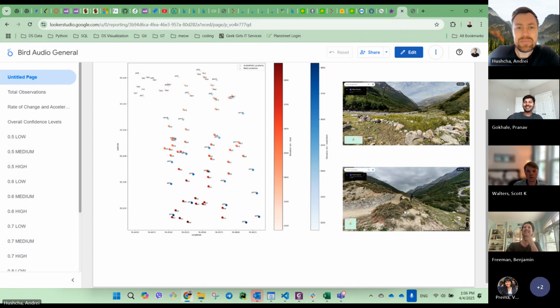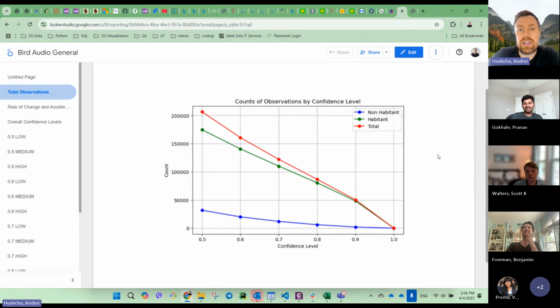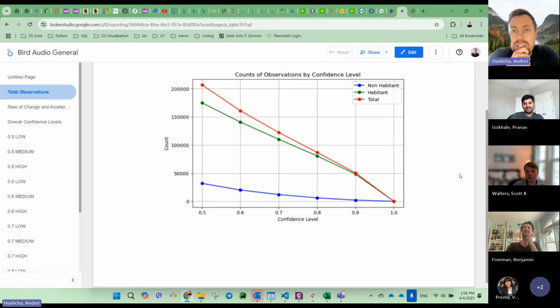Okay, so we go to the observations. That's the total number of observations. We start from 0.5 confidence level, and from more than 200K it goes down to almost zero when the confidence level is at its highest.